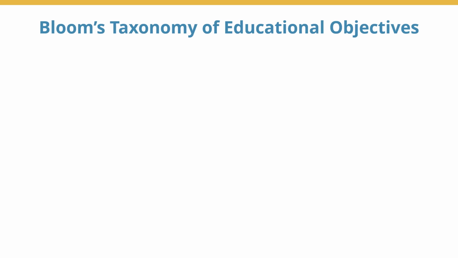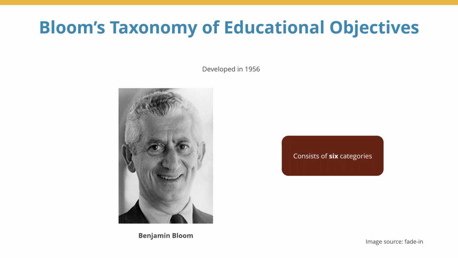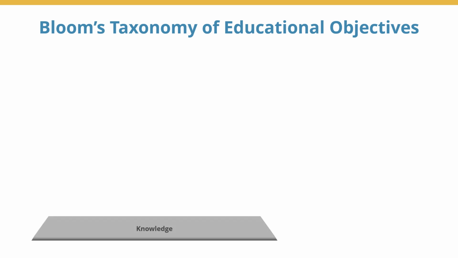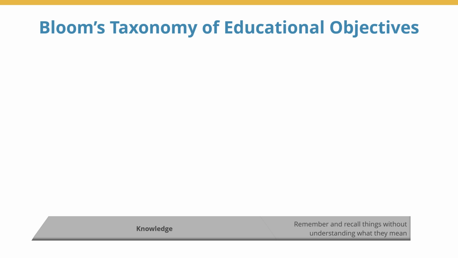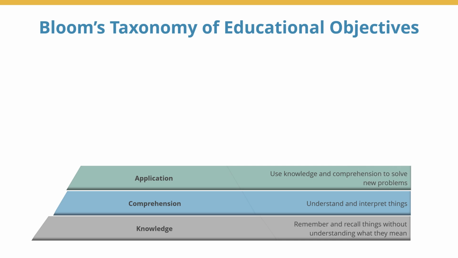Bloom's taxonomy of educational objectives. This framework was developed in 1956 by Benjamin Bloom and his collaborators. It consists of 6 major categories. 1. Knowledge, the ability to remember and recall things without necessarily understanding what they mean. 2. Comprehension, the ability to understand and interpret things. 3. Application, the ability to use knowledge and comprehension to solve new problems.